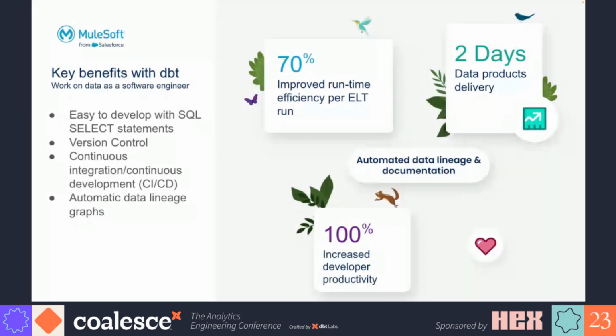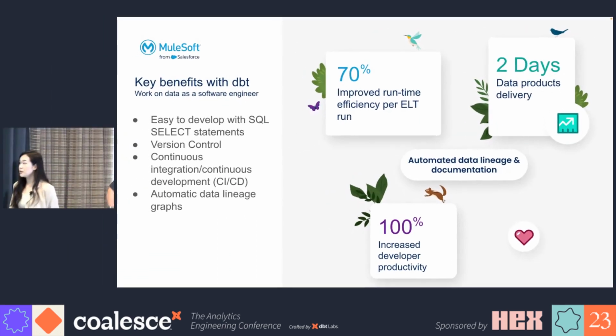And the last one is the automatic data lineage graph. I don't need to manually maintain the data mappings anymore within our database. The data lineage automatically pops up within dbt, and we can also sync the information to our data catalog tooling so that our stakeholders can use that as a reference.